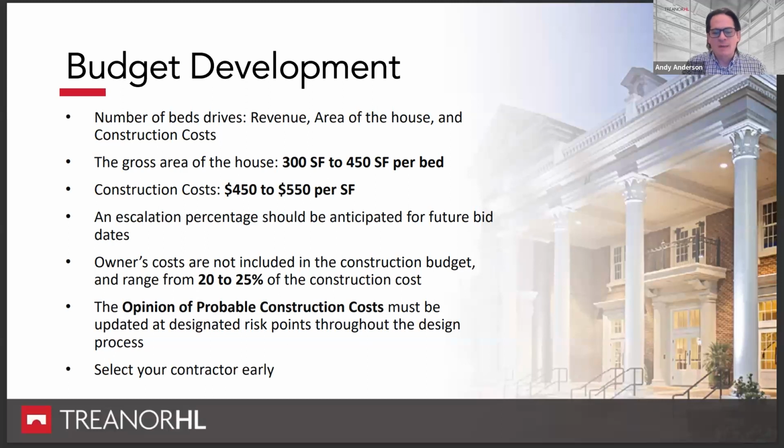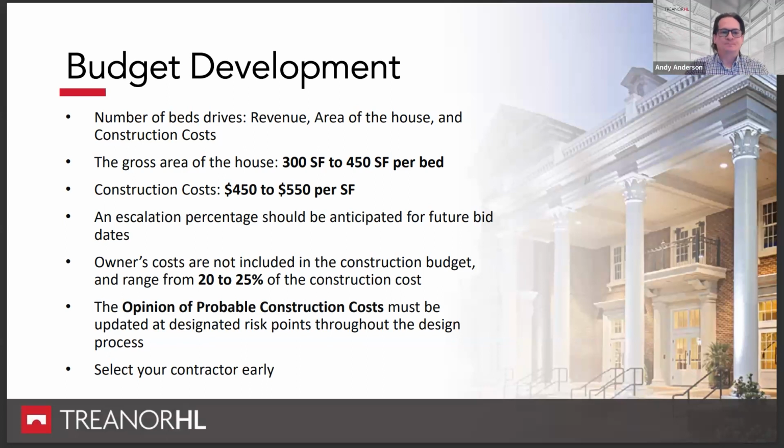If you were doing a 40-bed house based on the metrics we described, that would give you about a 12 to 18,000 square foot house. At 450 to 550, that would be about 5.4 to 9.9 million. Now, that's a huge range, right? That's a huge range, and it's also a high number. So the point of going through programming is, from this point forward, we start to chip away at that number by refining the program, by refining the scope of the work, and then we can narrow that range for you as we move forward.